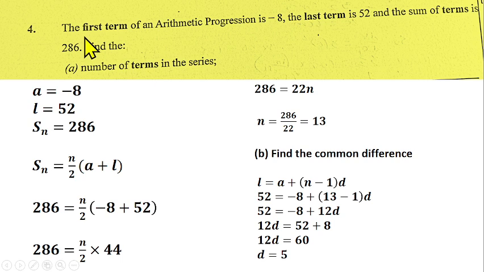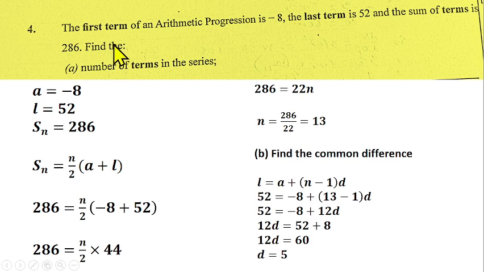So the question said that the first term of an arithmetic progression is minus 8. Then the last term is 52, and the sum of the terms is 286. You have to find, A, the number of terms in the series. Then you have to find the common difference. So it's quite simple as well.